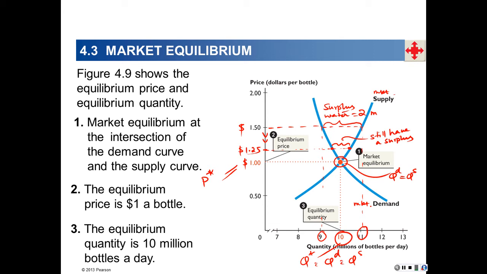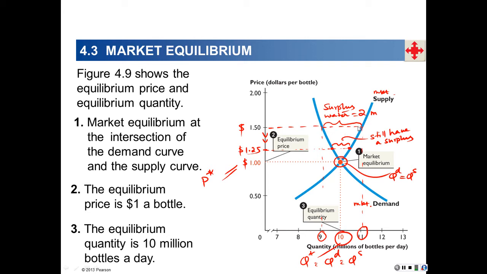You following me here? And at that price of $1.50 a bottle, the quantity supplied of water, on the other hand, is 11 million bottles per day. So we have surplus water here of 11 minus 9 equals 2 million bottles a day. And that is that horizontal gap here between these 2 points here. Is that correct?